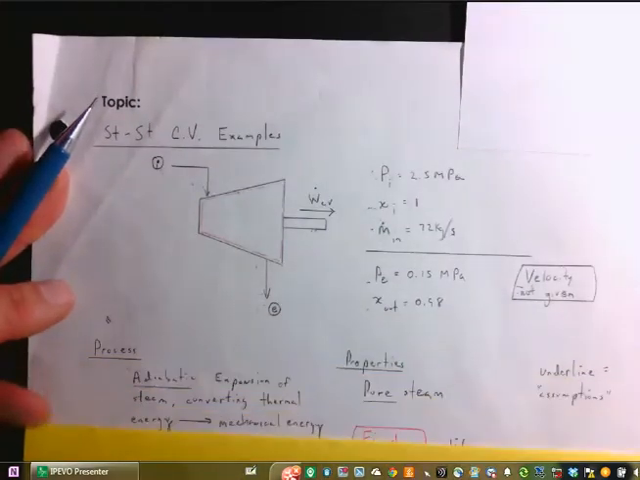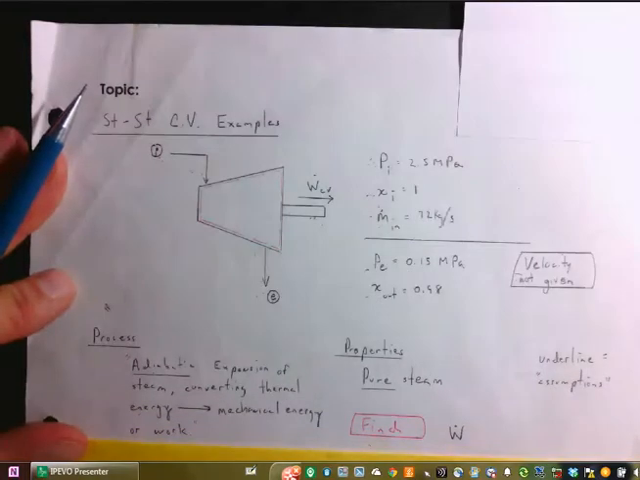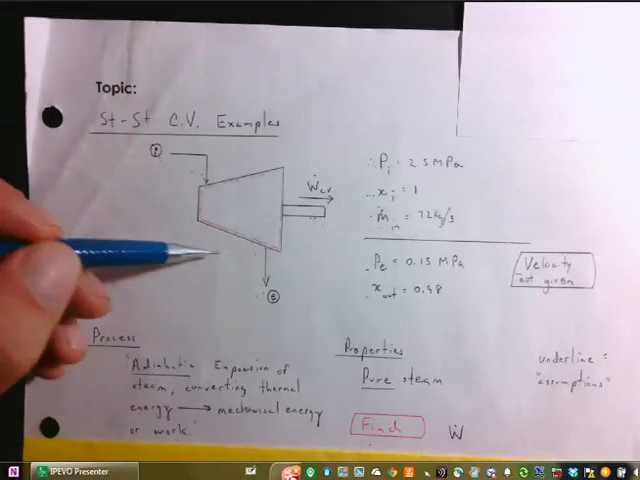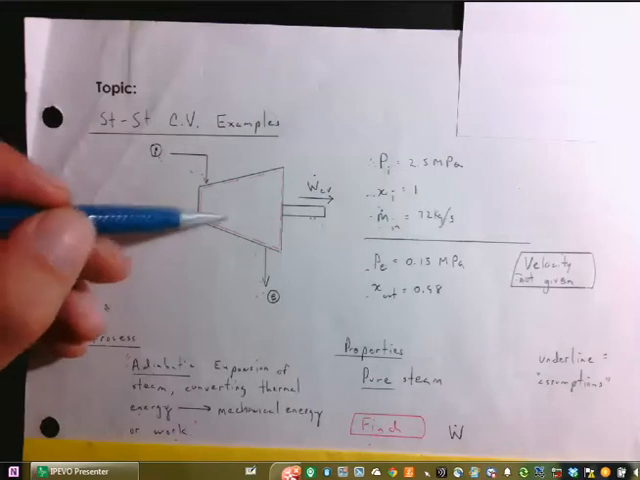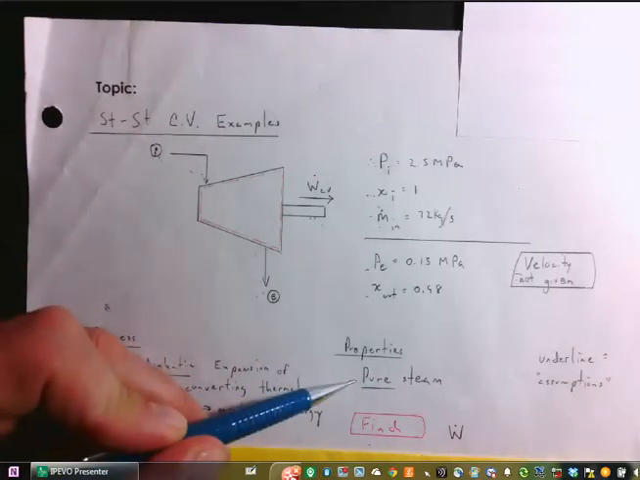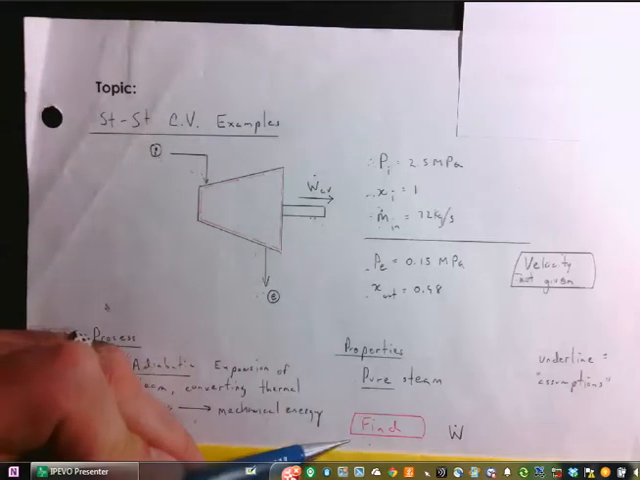Going deeper into the analysis and solution. First, we identify the process. In this case, we call it adiabatic expansion of steam, converting thermal energy to mechanical energy or work. In turbines like this, we assume that the heat transfer is negligible. We also assume that we're dealing with pure steam, so we can use steam properties. Finally, we're going to calculate the work output of this steam turbine.